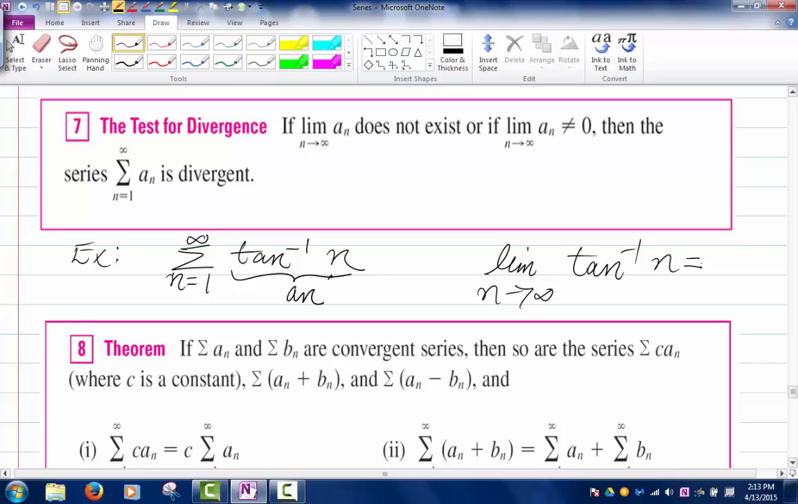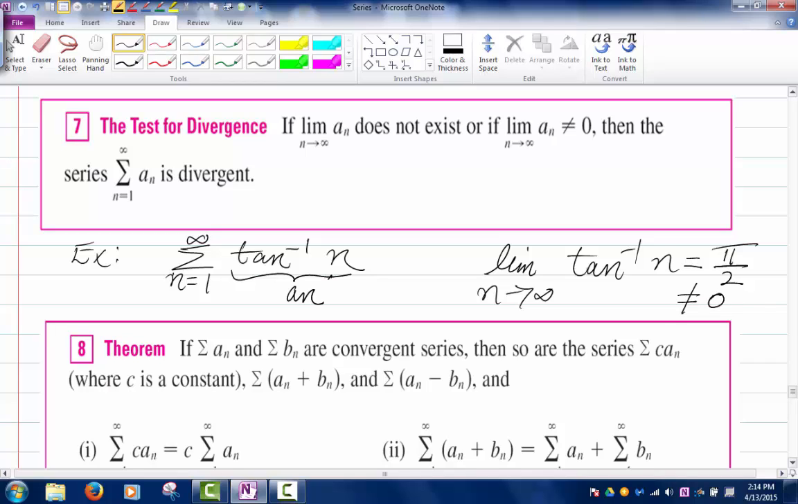What's the limit of tangent inverse of x as x goes to infinity? Anyone remembers that? When you define tangent inverse, you restricted the domain of tangent theta between what? Between negative pi over 2 and positive pi over 2, right? So the limit must be what? Pi over 2. The limit is pi over 2, which is not zero.